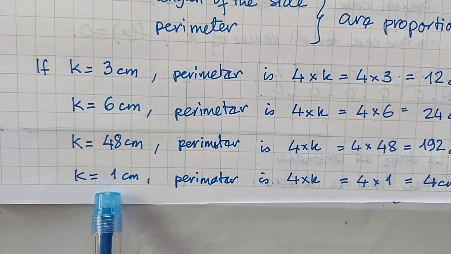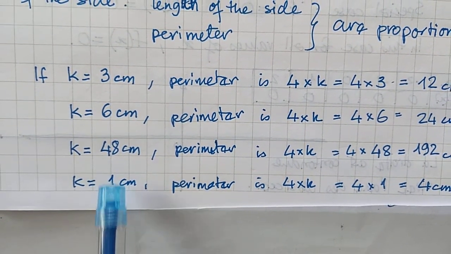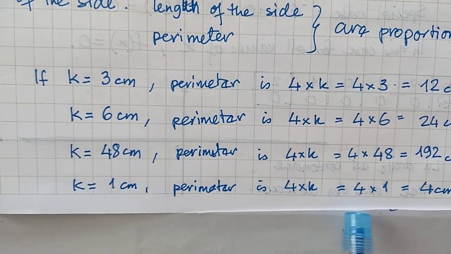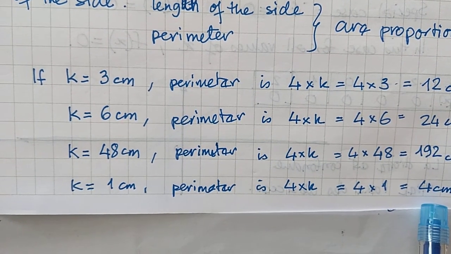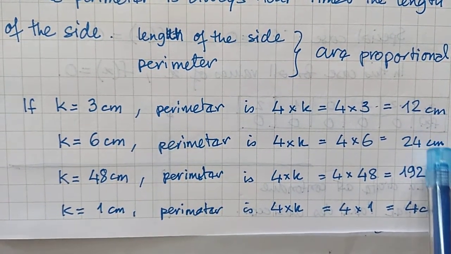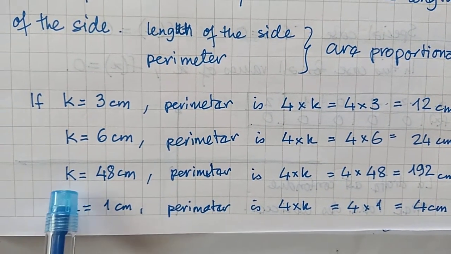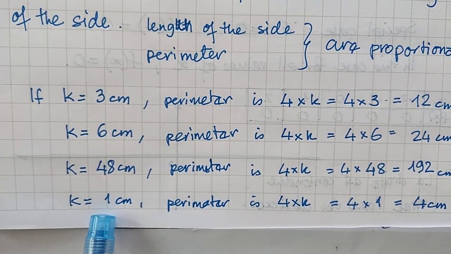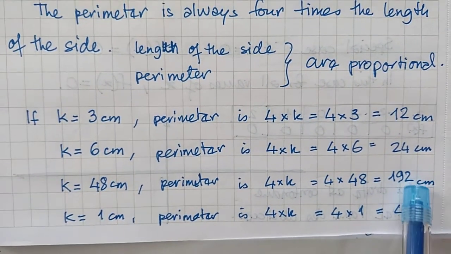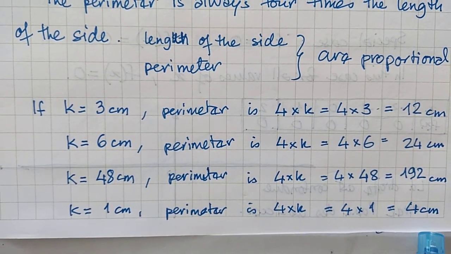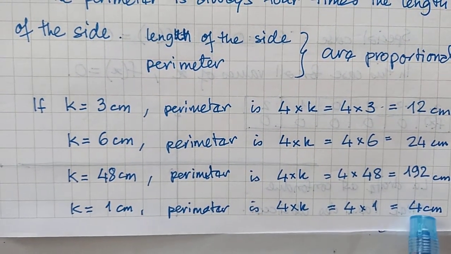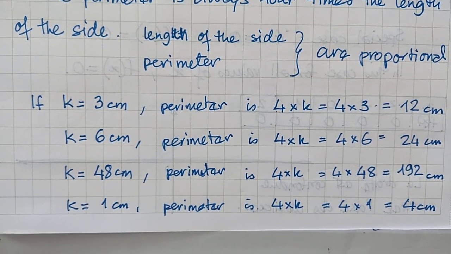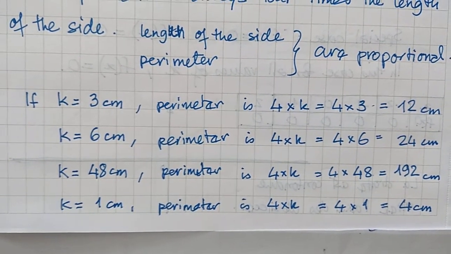And if we go to a smaller size, if k is 1 centimeter, this is 1/3 of this one. The perimeter is 4 into k, which is 4 into 1, equal to 4 centimeters. That is 1/3 of 12 centimeters. Or if you took 48 to 1 centimeter, this is 1 over 48. Here also 192 will become 4. So you will see 1 over 48 is equal to 4 over 192. This is the basic concept of proportionality.